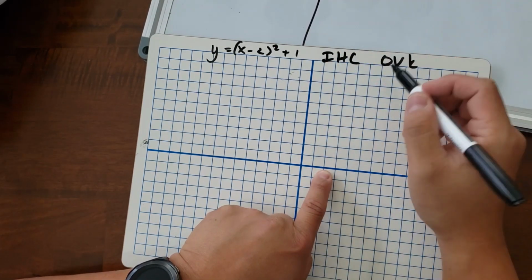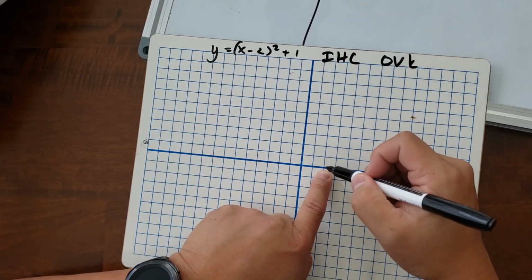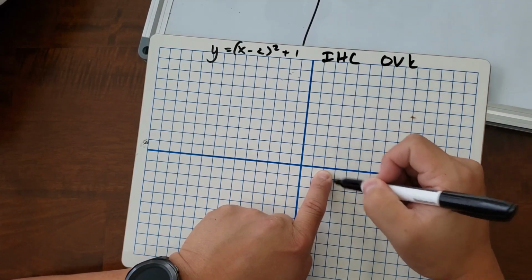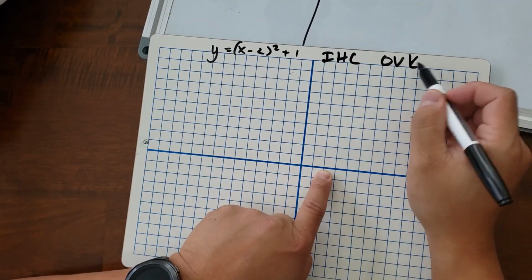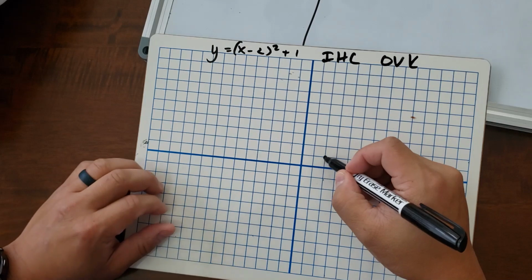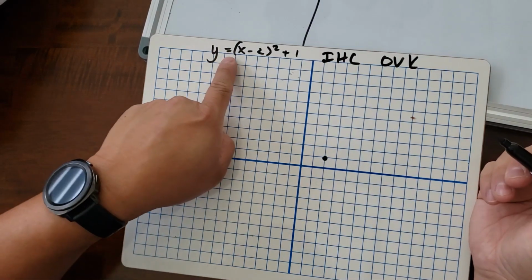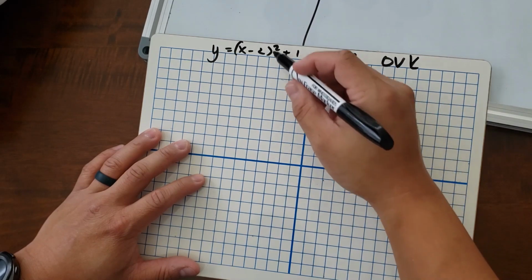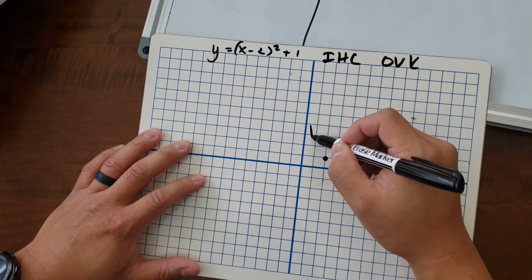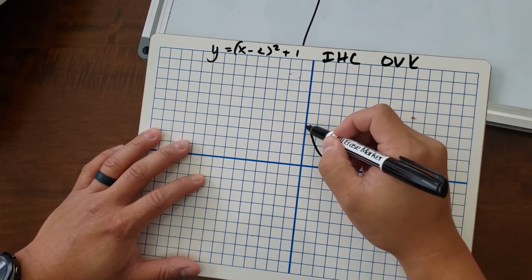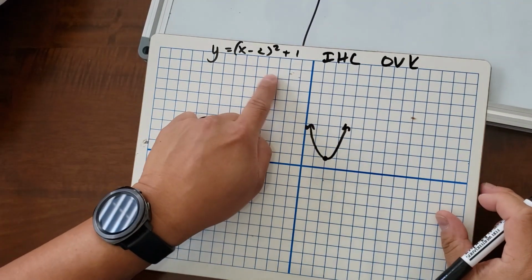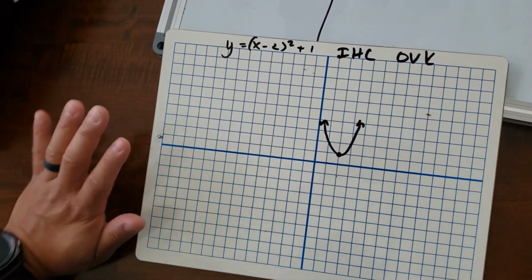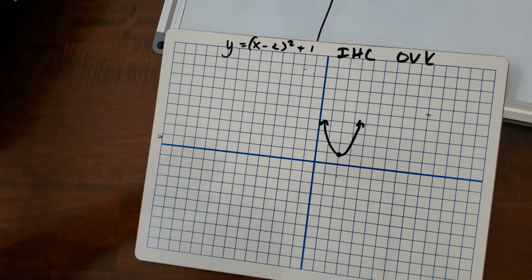This +1, inside or outside, that's an outside. So it's vertical, so it's either going to go up or down, and I'm going to keep it the same. So I see a +1, so I'm going to go up 1 and draw my dot. And then there's no negative in front of here, so it's going to open normal, and since it's squared, it's going to be the U shape. Okay? So if we see a quadratic that looks like that, we know how to graph that. We've already done that before, okay?